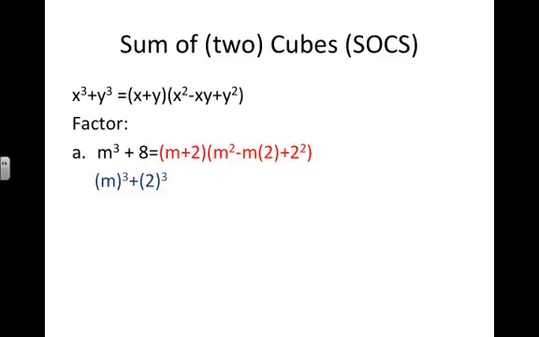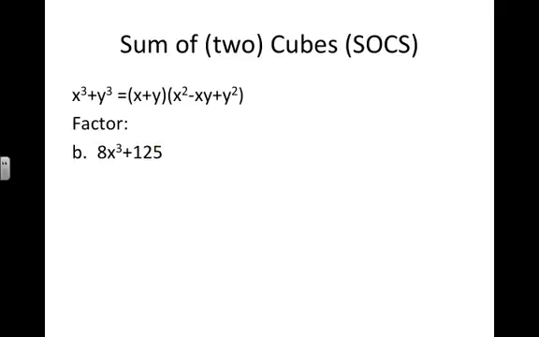and then we're going to apply the pattern. We're going to have m plus 2 times m squared minus m times 2 plus 2 squared, and then we're going to clean up that trinomial a little bit and have m plus 2 times m squared minus 2m plus 4.